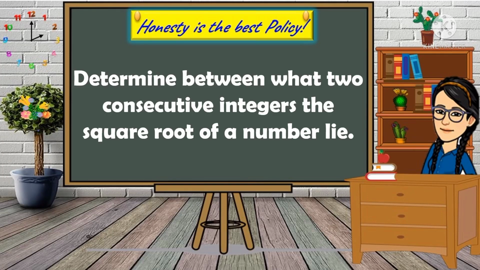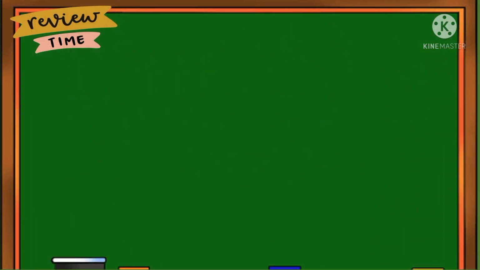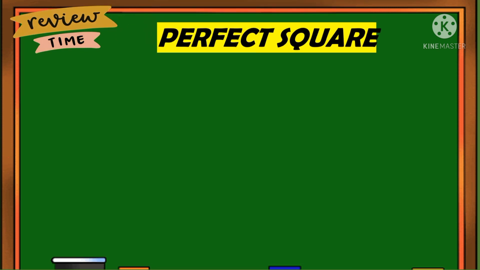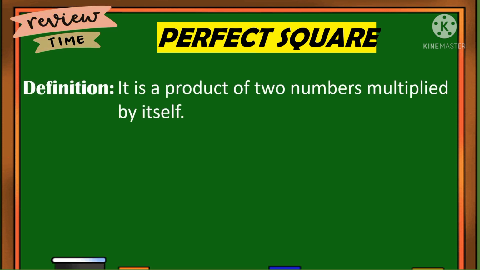Our lesson for today is all about determining between what two consecutive integers the square root of a number lies. For our review, let us define first a perfect square, kasi kailangan natin ito sa ating lesson. So, a perfect square is a product of two numbers multiplied by itself.